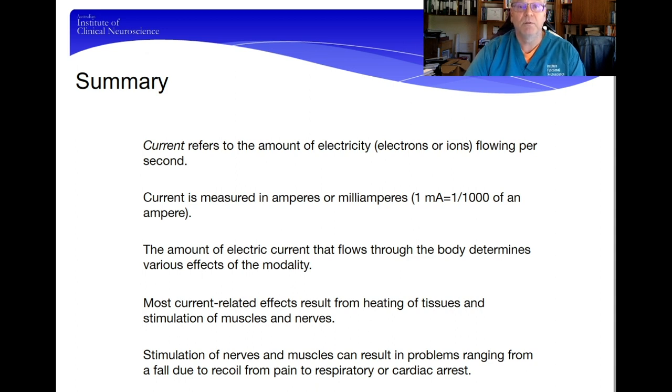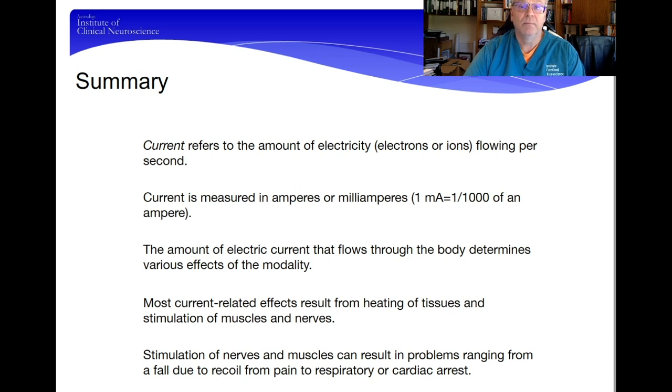So the amount of electric current that flows through the body determines the effects of that modality. So it's the amount of current, or the amps that are flowing through the body, that determine the physiological response. Most current-related effects result from heating of tissue or stimulation of muscles and or nerves. Now, remember we talked about ionic movement produces much less heat. The amount of heat that it produces is almost irrelevant, especially in the currents that we're using.